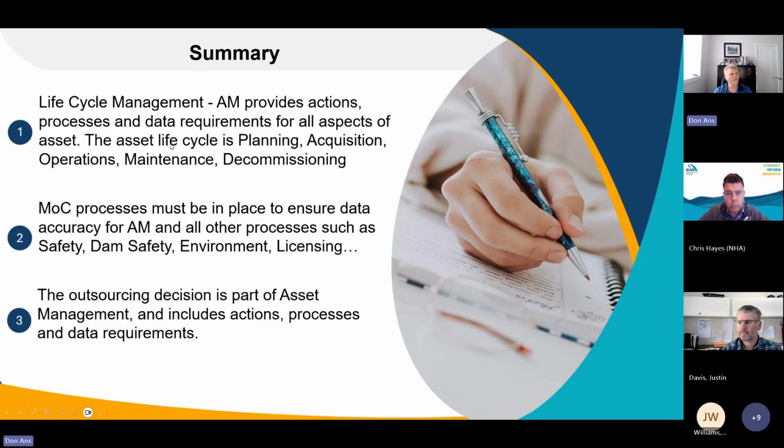Lifecycle management. Asset management provides actions, processes, and data requirements for all aspects of the asset. The asset life cycle is planning, acquisition, operations, maintenance, and decommissioning. Management of change processes must be in place to ensure data accuracy for asset management and all other processes such as safety, dam safety, environmental licensing, all that other good stuff. And the outsourcing decision is part of asset management, and includes the actions, processes, and data requirements.